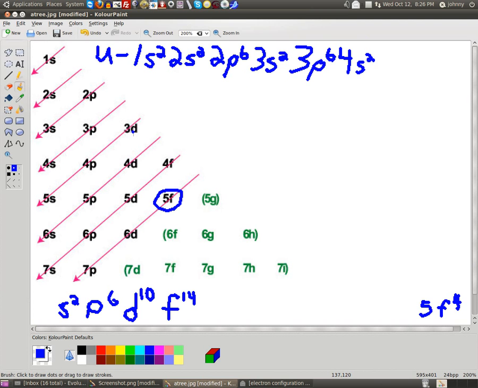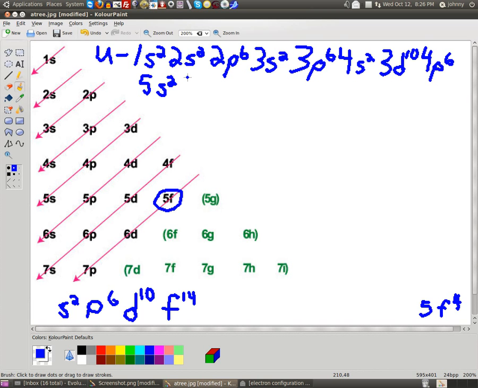Okay, let's do another one. 3D10. So let's write it in. What's after our 3D10? 4P6. Okay, what's after our 4P6? 5S2. So we write in 5S2. Yes, I know I'm skipping down here. And then what? Well, we go to 4D.